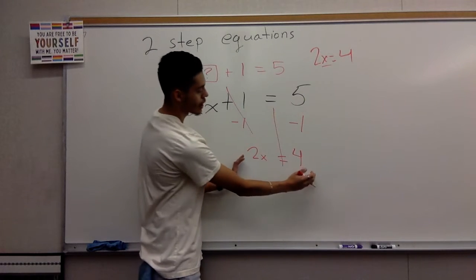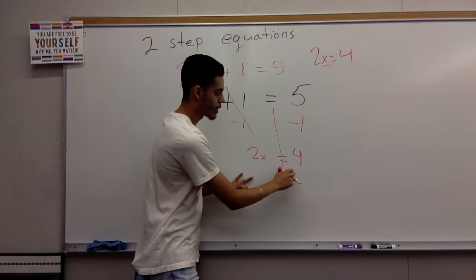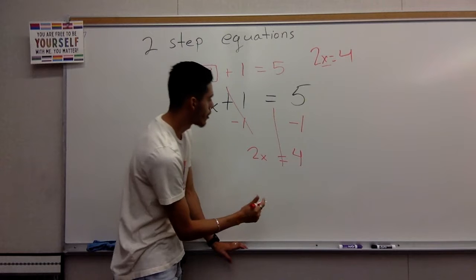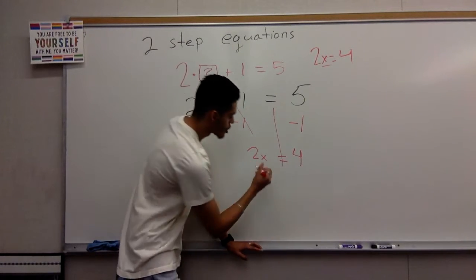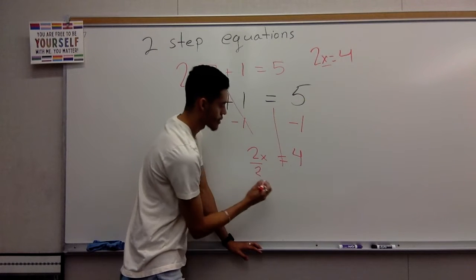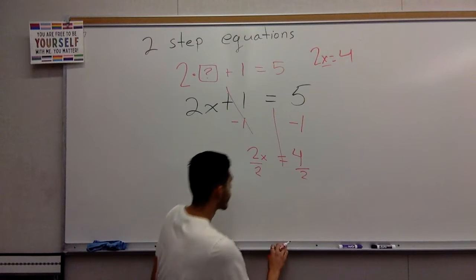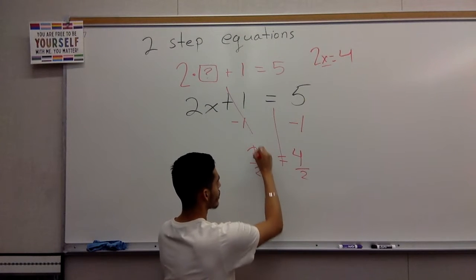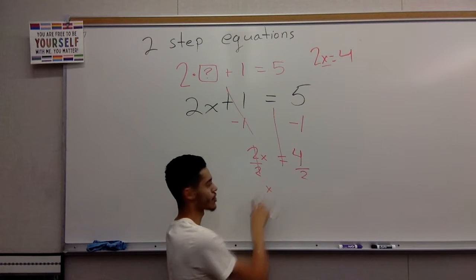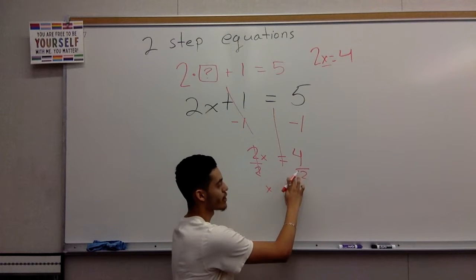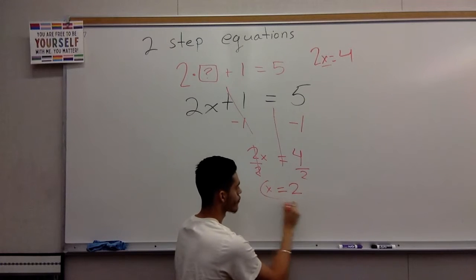Now you have a smaller equation. Now you have a one-step equation, which you already know. 2x equals 4. Because it is multiplication, we're going to do the opposite, which is division. So you divide by 2 on this side, and you divide by 2 on the other side, because what you do to one side, you do to the other as well. Now you have 2 divided by 2, that is 1x. But in math, we don't write 1x, we just write x, because it looks much better. And then we have 4 divided by 2, which is 2. And that is your final answer.